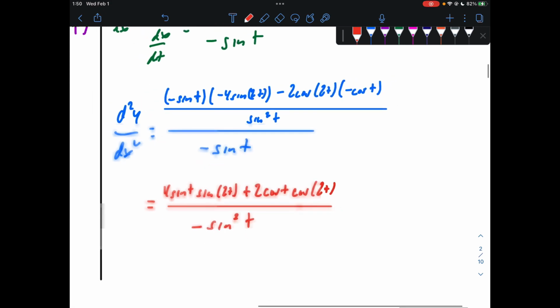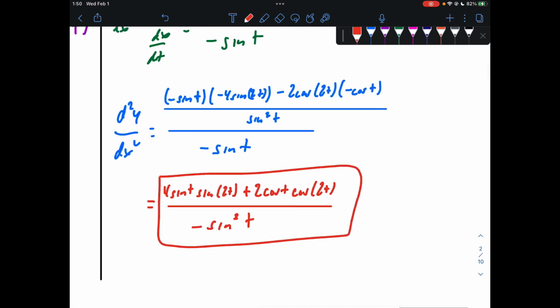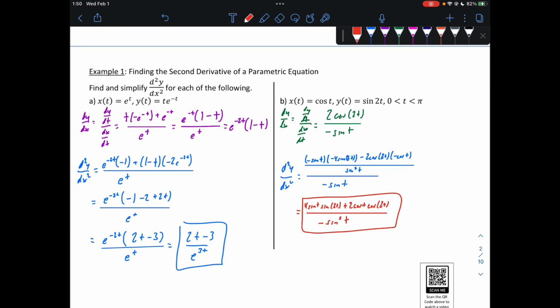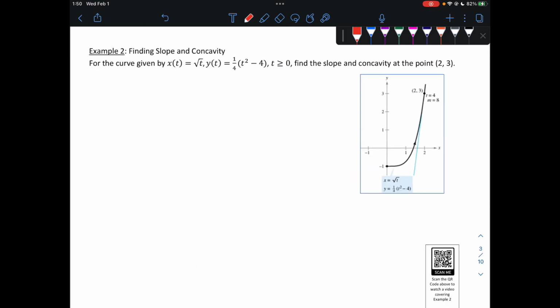And that, pretty sure that's as far as we can go with that derivative. So there we have our second derivatives. All right, back to semester 1, finding slope and concavity, but now we're doing it in parametrics. For the given curve, find the slope and the concavity at the point (2, 3).